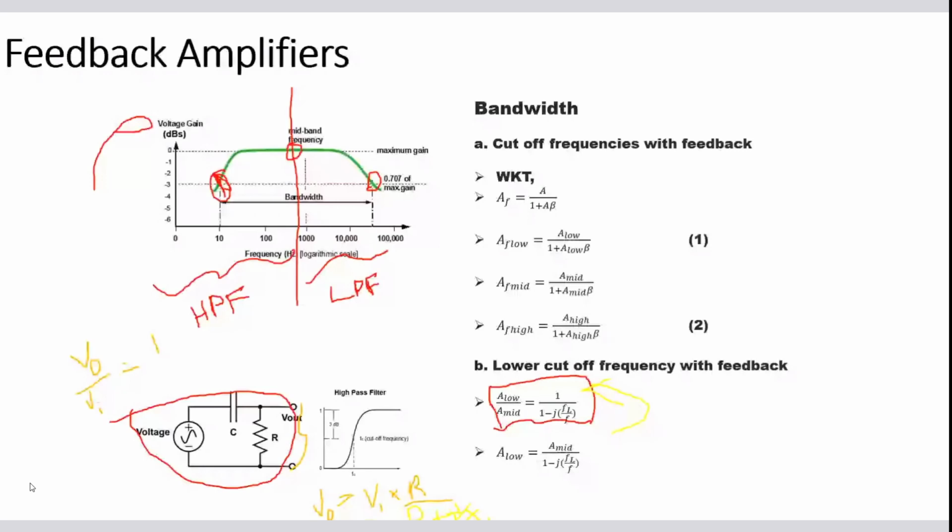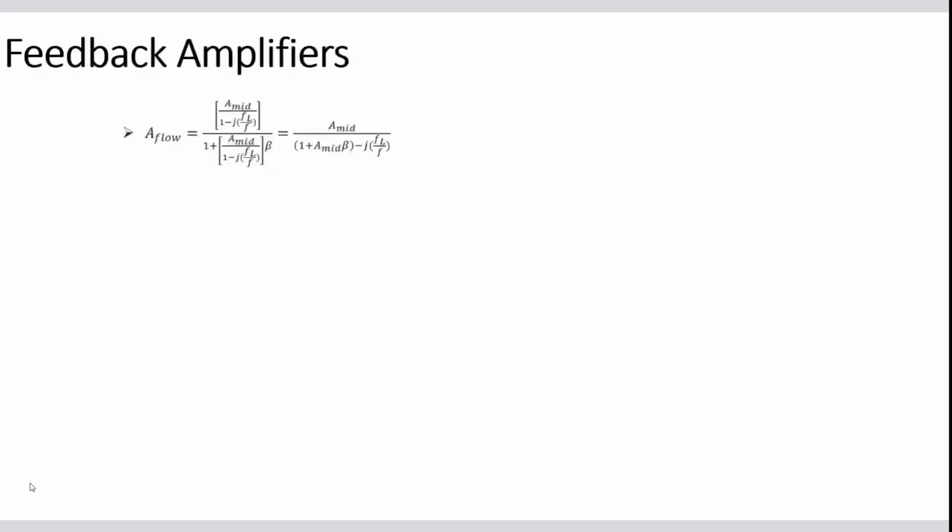So from that equation we will have A low is equal to A mid. I mean, you take the A mid to the right hand side and substitute the above equation in equation number 1 here, so that we will be having such an equation. It is a very elementary step. You can substitute by yourself.